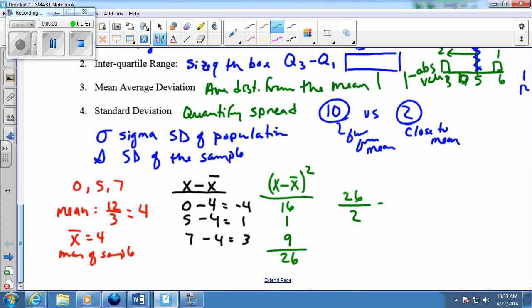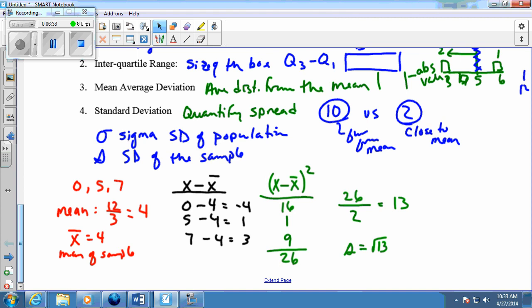When I get the result out of this, it's 13. But remember, I squared all this, so the value that quantifies my spread is going to be the square root of 13. s equals the square root of 13. As soon as I say s, we know it's the standard deviation of the sample.